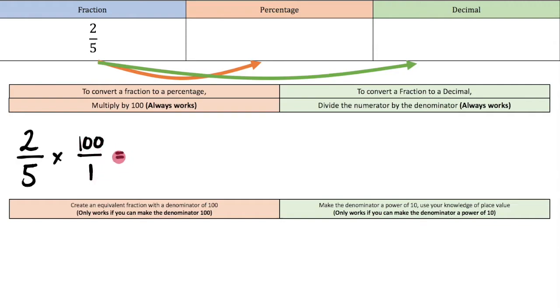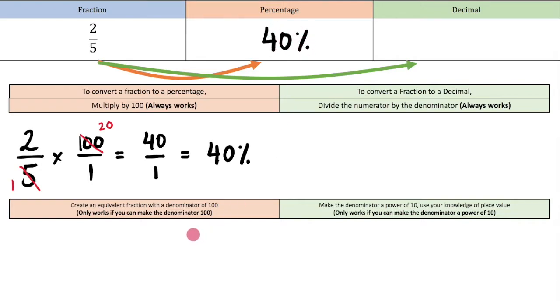Now, before I do my multiplication of fractions, I should always simplify first. 5 divided by 5 is 1, and 100 divided by 5 is 20. Having now done that, I will multiply. 2 times 20 is going to be 40. And 1 times 1 is going to be 1, which means I'm going to get 40% as my answer. So by multiplying by 100, I'm able to turn a fraction into a percentage. It's going to be 40%.